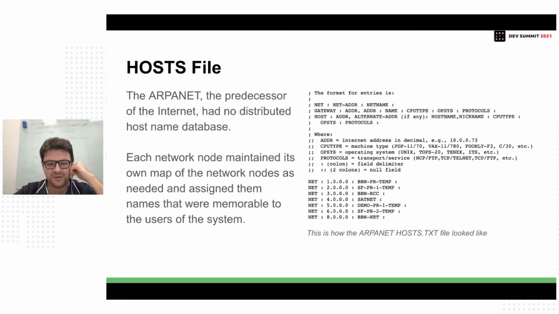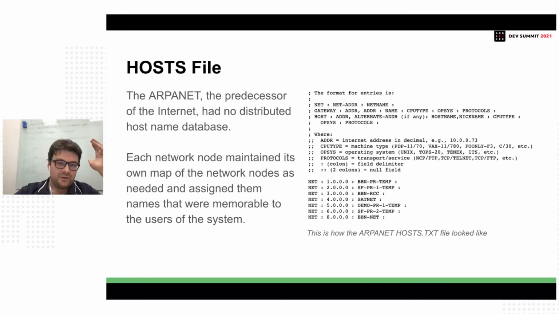And on this slide, you can see how the ARPANET hosts.txt file looked. It's a little bit different from how it looks right now, but there is some similarity. However, the host files didn't disappear. To this day, every operating system has it and consults it before making a DNS query. And if there is a line matching the domain name you want to connect to in the host file, the operating system will just use this line instead of questioning the DNS server.